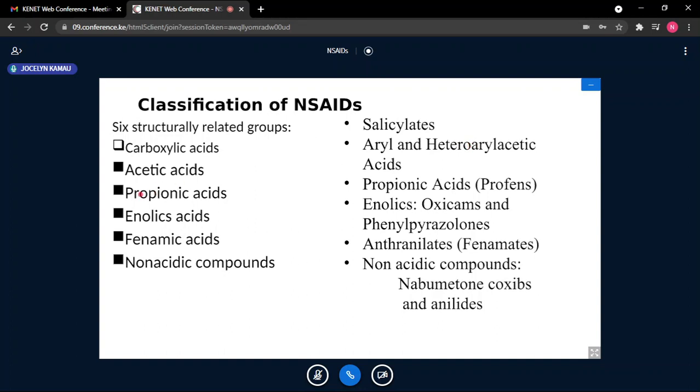Then we have the propionic acids. In this propionic acid, we have said we have a carbon which is separating the carboxylic group and the ring A. Here we will find in propionic acid that the carbon we are talking about, which is separating, has been branched.